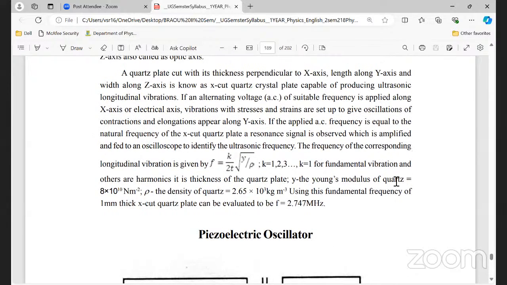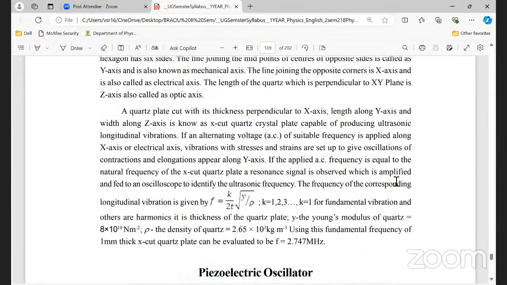10 power 6. Very good. So this is the case.